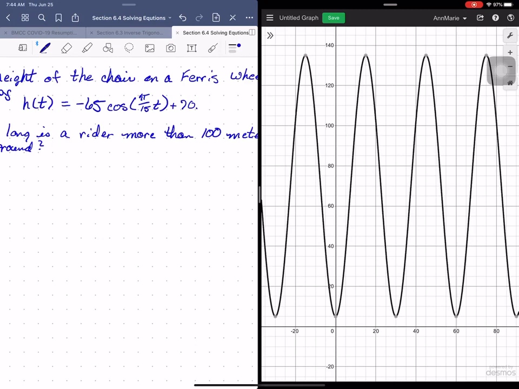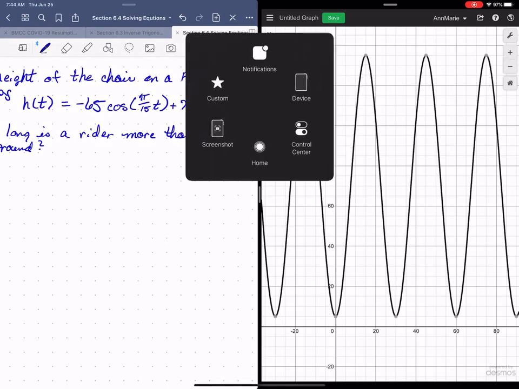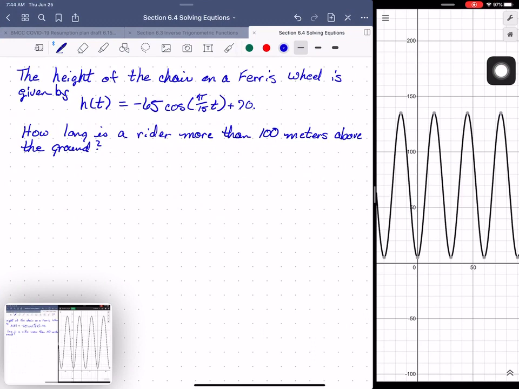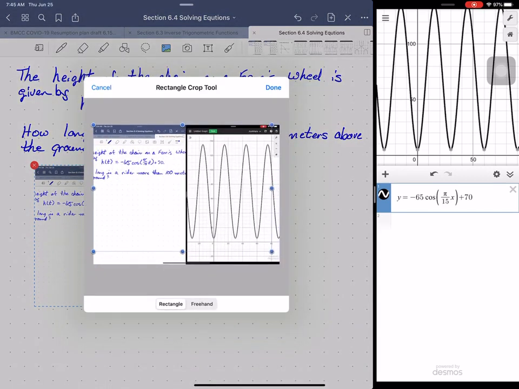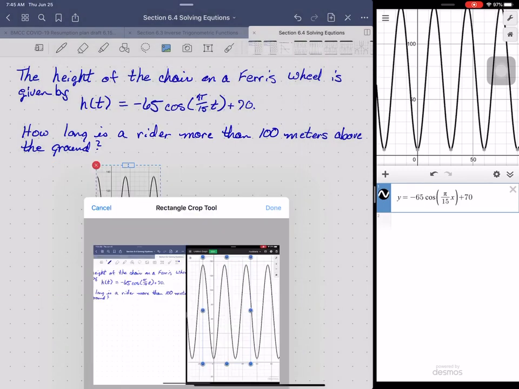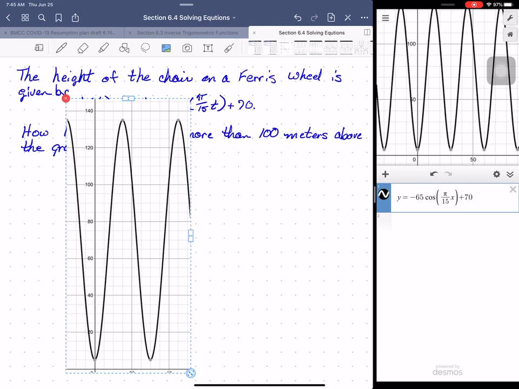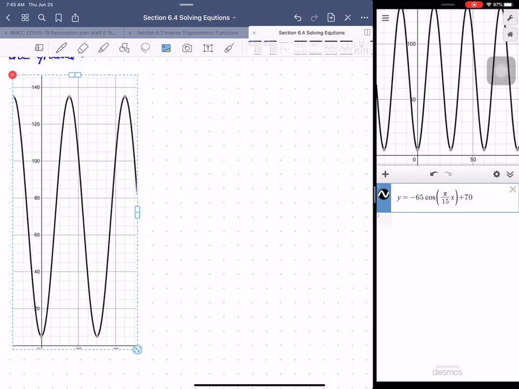So I'm going to bring this in so I can scribble on it. And all I really care about right now is one period. Okay. What I'm looking for as I'm solving this, so we first hit 100 meters here, and we then go below 100 meters there. What I'm looking for is the difference between those two times. So in order to find them, I have to first find the times.